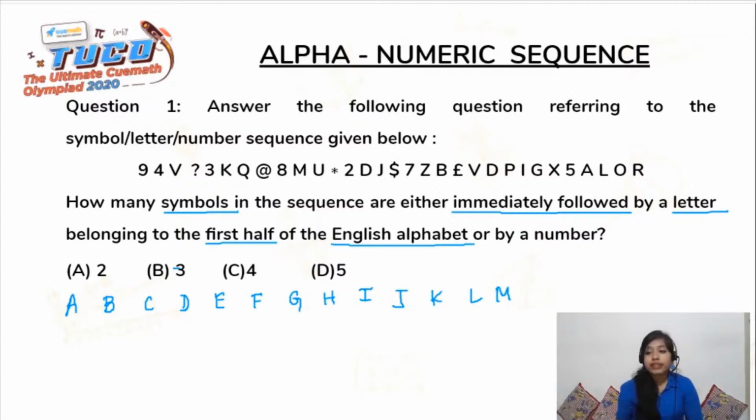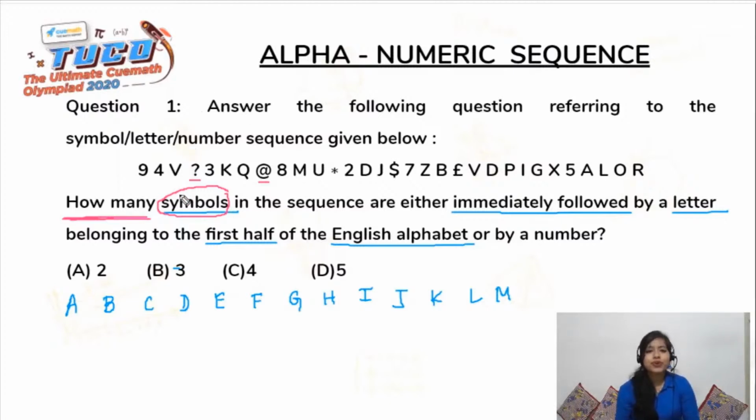So one thing which is to be very clear is that you need to count the symbols, because they are asking how many symbols. What are symbols? Everything which you see apart from numbers and letters here are symbols. This is a symbol, this is a symbol, all of these are symbols. Okay. So we need to see that these symbols are immediately followed by a letter which is in this series A to M. Okay. And also or it could be followed by a number.